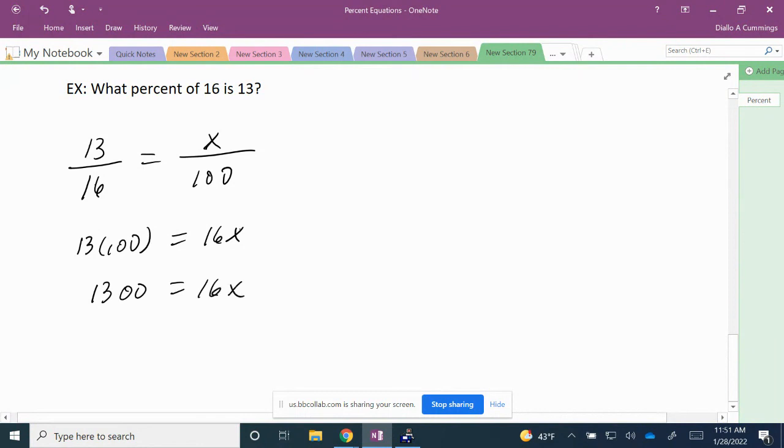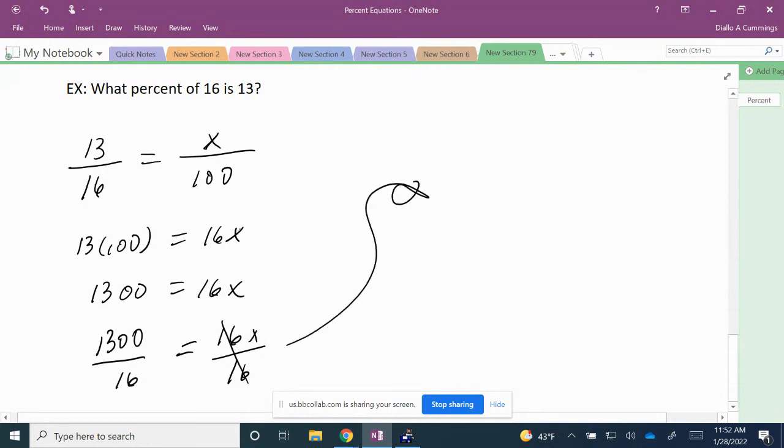Now we're going to solve for x. The opposite of multiplying x by 16 is to divide by 16, so we're going to divide both sides by 16. On the right-hand side, the 16s will cancel. We divide 1300 by 16, so we have that 81.25 is equal to x.